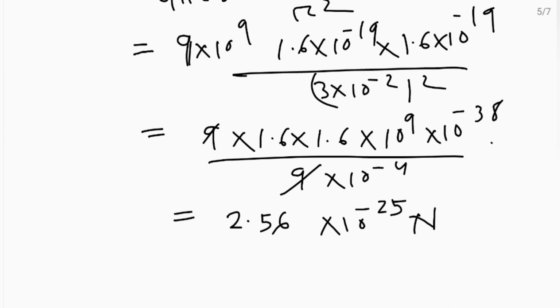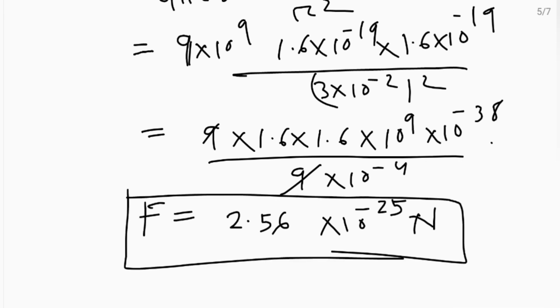So the Coulomb force between two electrons separated by a distance 3 cm is how much? 2.56 into 10 to the power minus 25 Newton. Now we will go to the next question. So the next question was, calculate the electrostatic force between two alpha particles separated by a distance 3.2 into 10 to the power minus 15 meter in air medium.